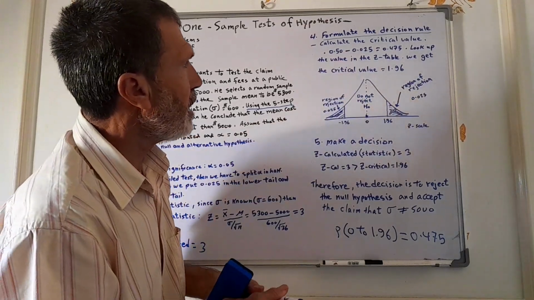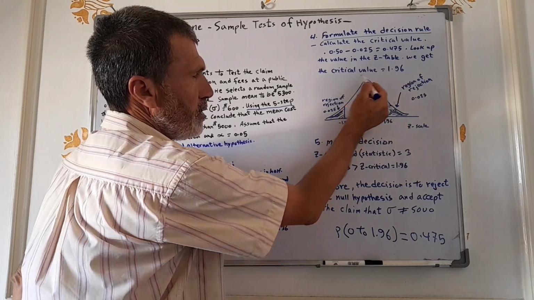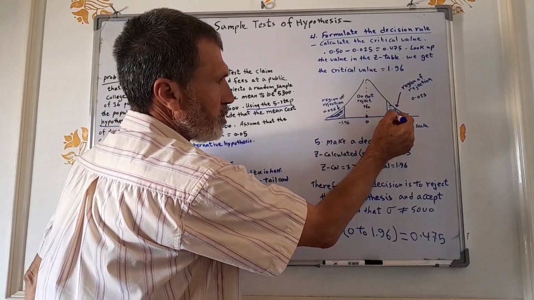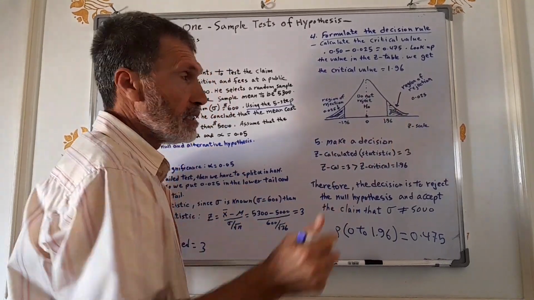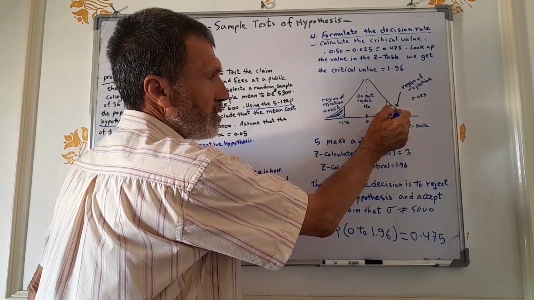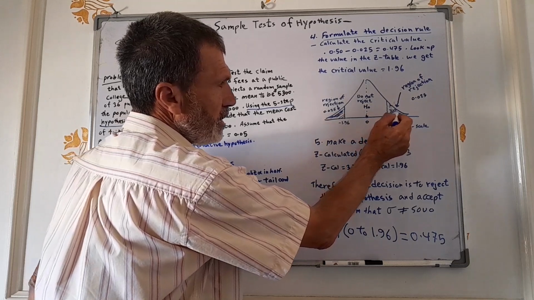So this is the critical value. What we do now, we draw the standard normal curve. We put 1.96. Since we have a two-tail test, we're going to have a critical value here in the lower tail, negative, and another one in the upper tail.